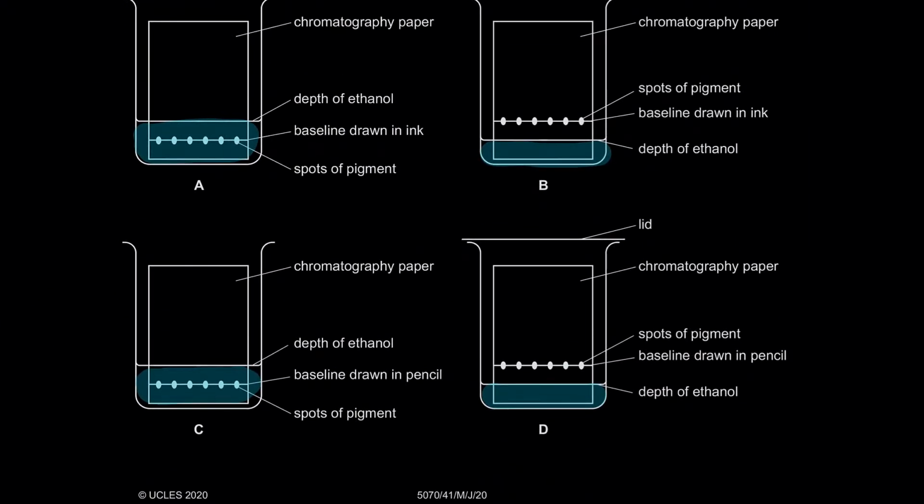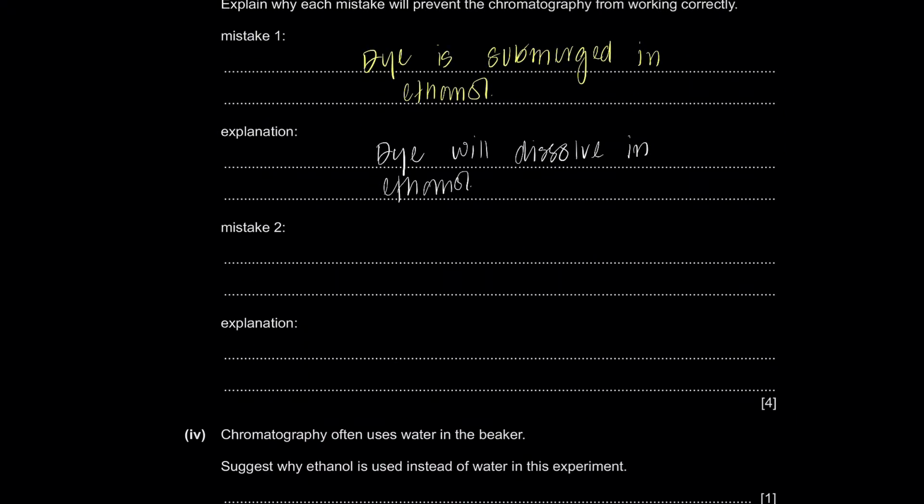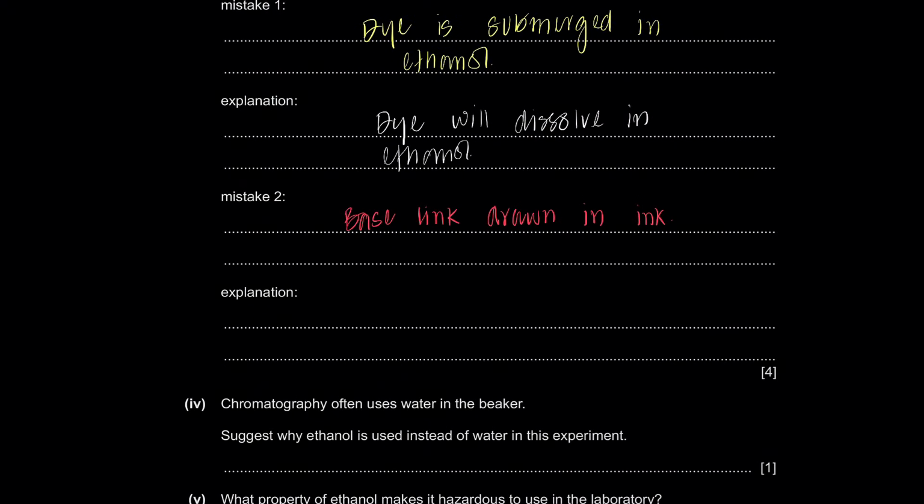Mistake is, what's this called? Baseline is drawn in ink. And the reason, the explanation of why this is a mistake, is because the ink will also dissolve and ruin your chromatogram.